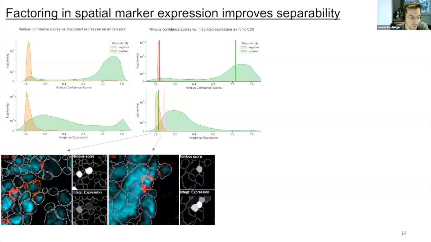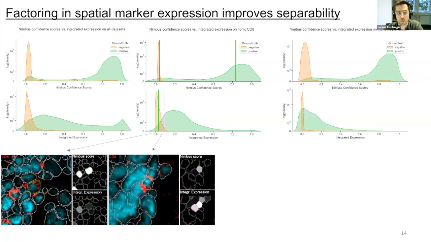And here you see the opposite, I'd say. Here's a cell that is CD8 negative, and here the marker bled into a nearby cell. When you look at the integrated expression, it's pretty high here, around 0.1, whereas the Nimbus score, the prediction by the model, is around 0. So here it managed to understand that the marker just bled into the nearby cell, and it's not actually the marker expression of this cell, because it also does not track the membrane of the cell.